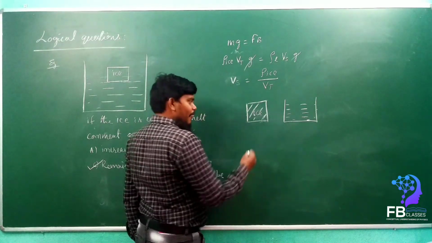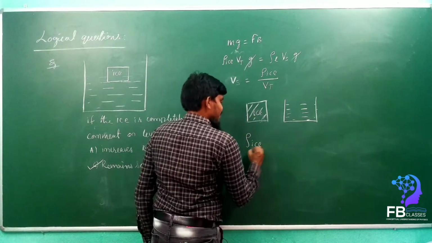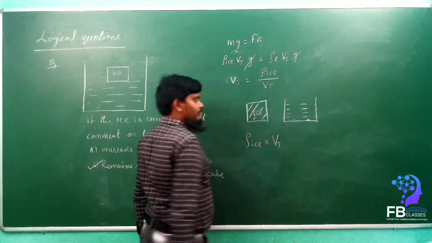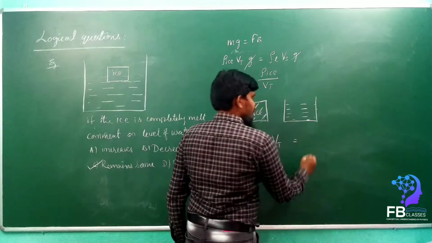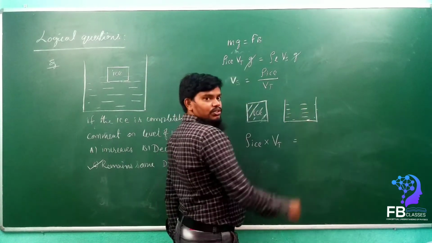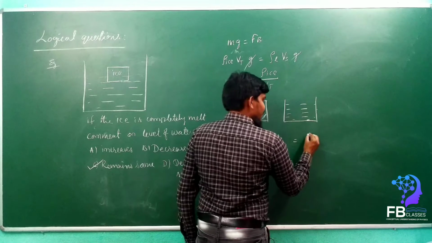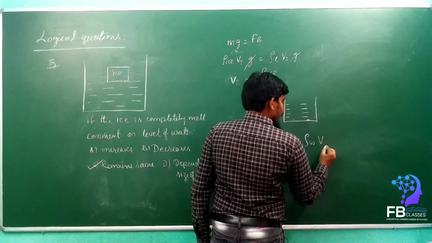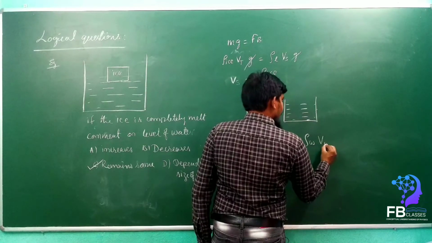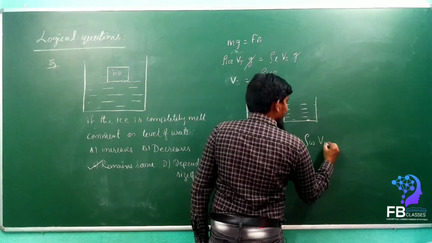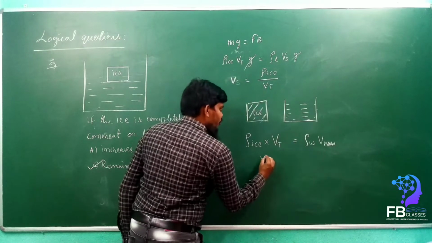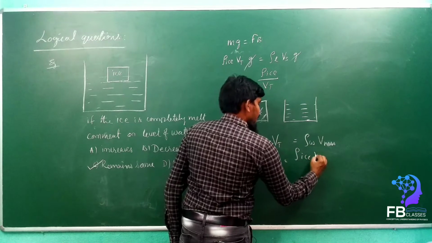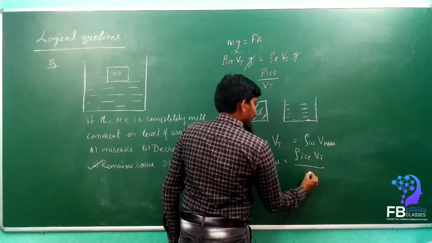Mass of the ice, so density of the ice, yes or no? Density of the ice into volume of the ice, total volume, is equal to, now the mass of the water is rho w, yes or no? Rho w into volume of the water. So that is a new value. Let it be considered as V new. So how much V new? V new is equal to rho ice into Vt by rho w.